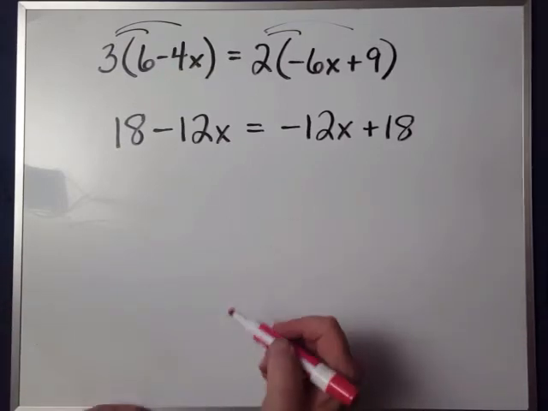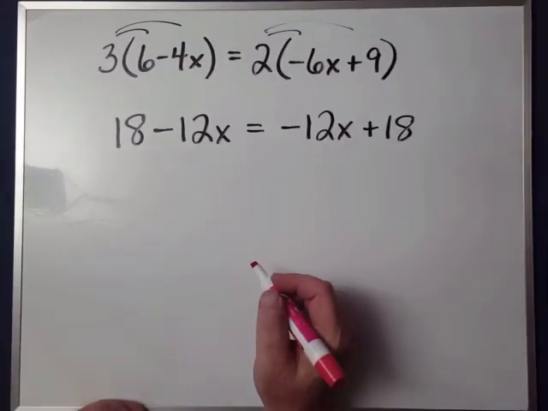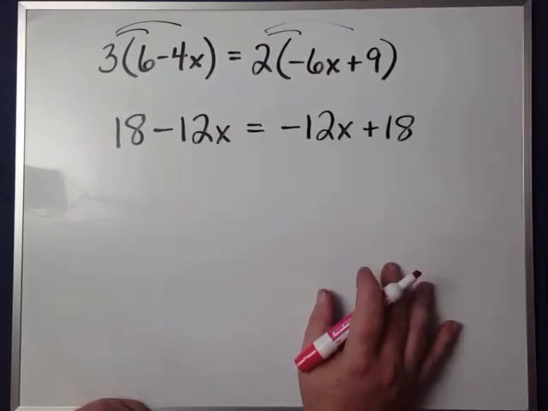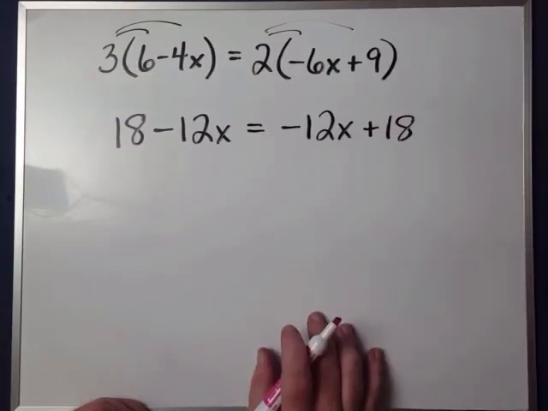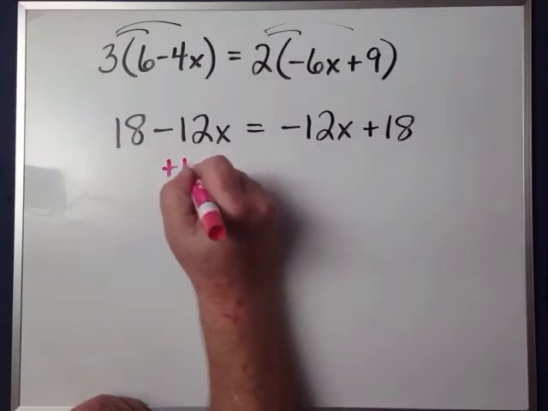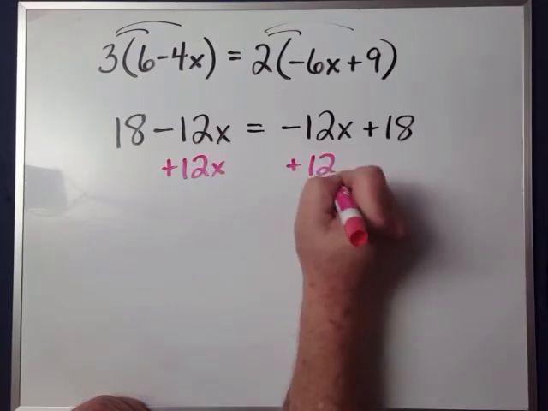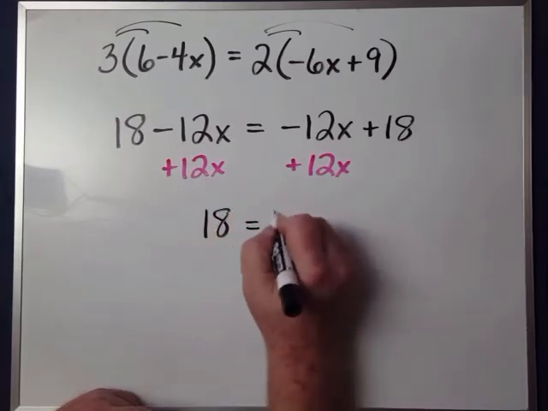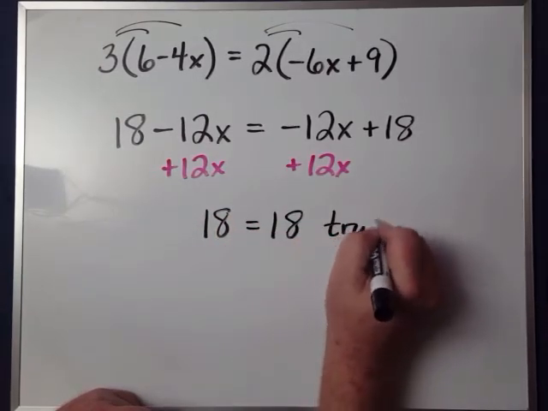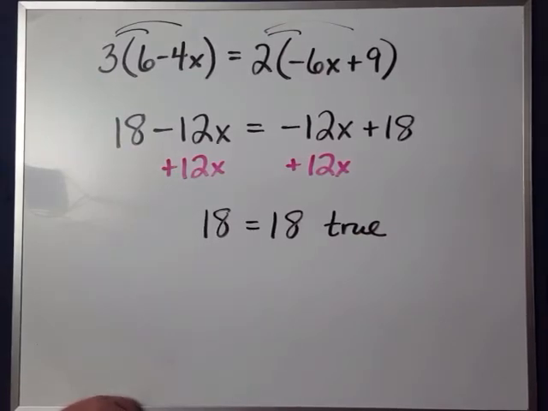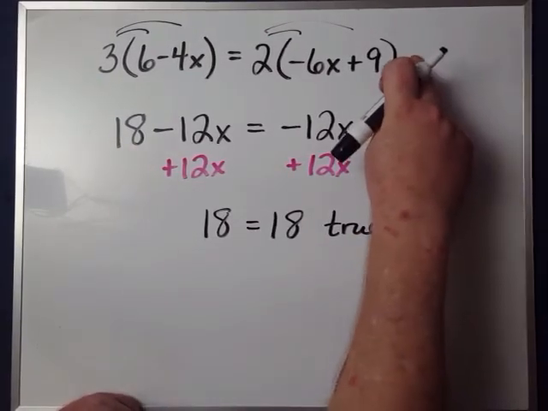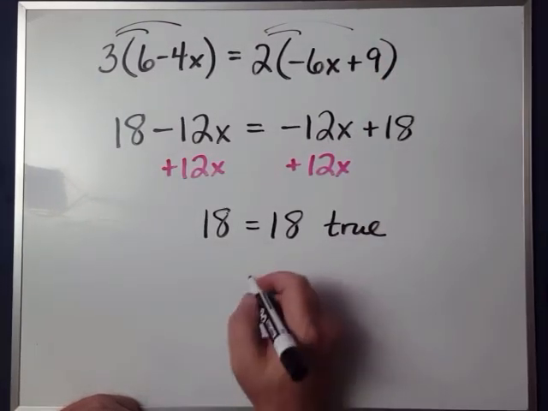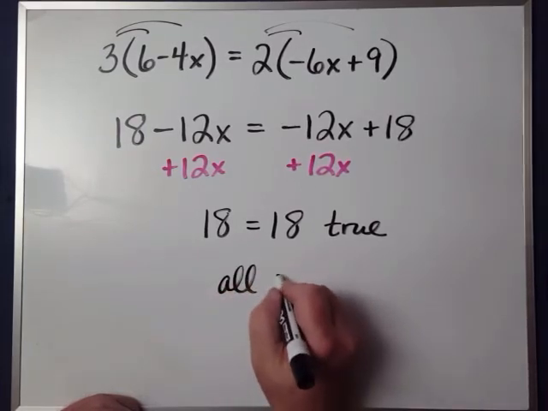You can keep going. If you don't want to have to worry about remembering when to get rid of the variable and when it's okay not to, just always get rid of the variable if it comes to one of these. Add 12x to both sides. That leaves me 18 equals 18. Clearly an inherently true statement regardless of the value of the variable. And if this is true regardless, then the original is true regardless, meaning I can plug in any real number for x and the original will be true. So my solution set here, all real numbers.